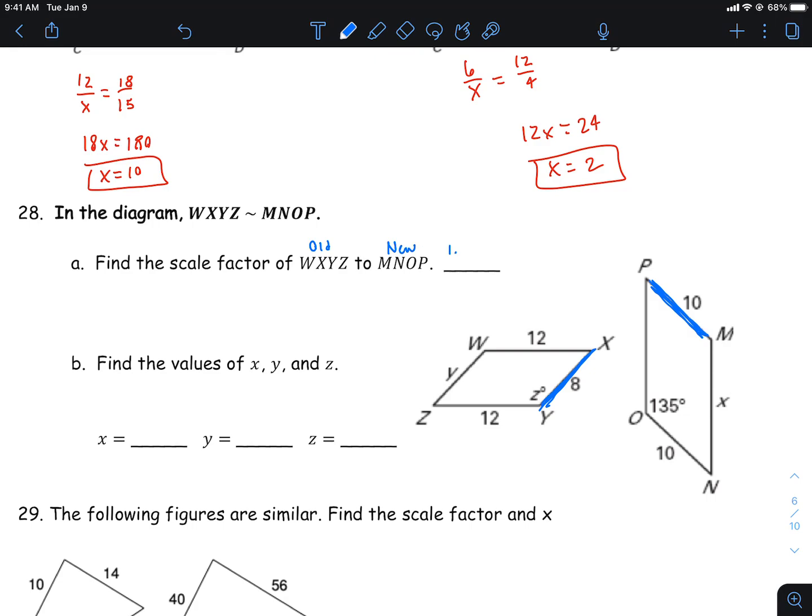So that's going to be 10 over 8, which we won't actually leave. Always go ahead and reduce. That'll be 5 over 4. So you'll get full credit if you go 5 over 4 on that one.